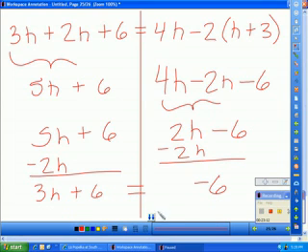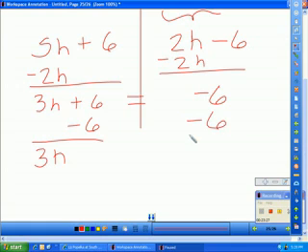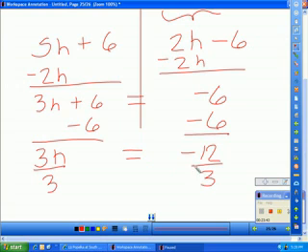Still got a two-step equation to get rid of here, so I'm going to undo adding 6 by subtracting 6. That's going to leave me with 3h. Subtracted 6 over here, so I'm going to subtract 6 over here. Minus 6 is negative 12. Minus 6 is not 0. They're both negative, so it's going to make it even more negative. Divide by 3. H is equal to negative 4.